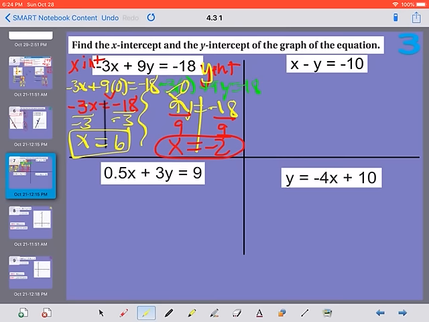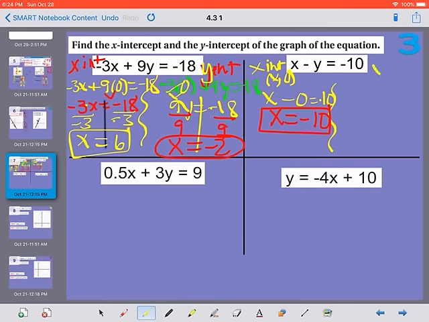So this one will be a little bit easier. I'm going to solve this twice. First, I'm going to find my x-intercept. So that means we're going to have x for something, and then y is going to be a 0. So we really have x minus 0 equals negative 10. And x minus nothing is still just x. So this one we don't have to solve anything. x is just negative 10.